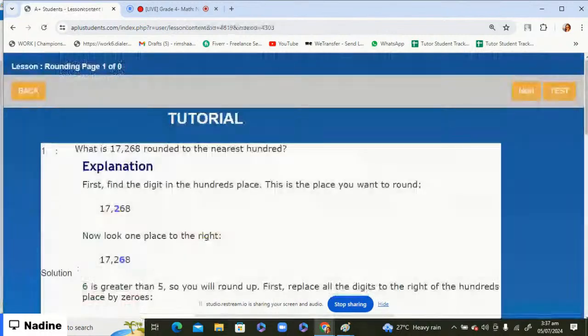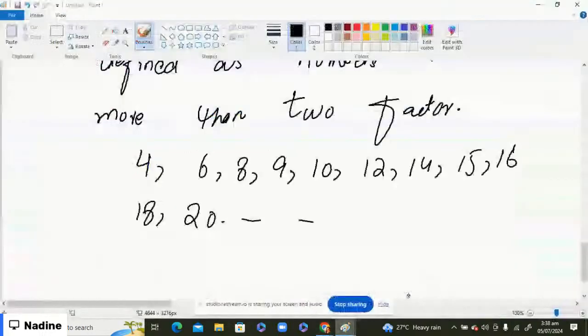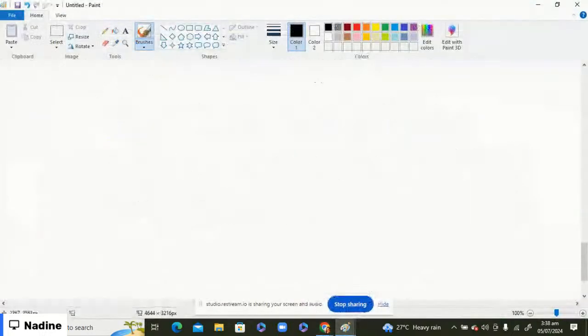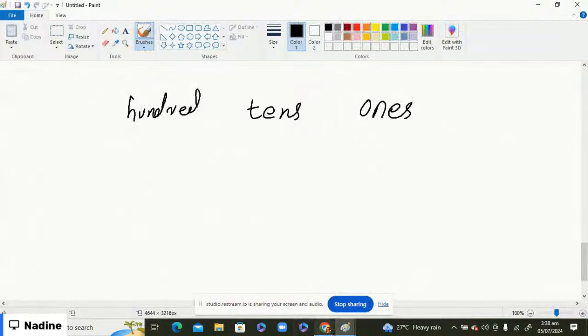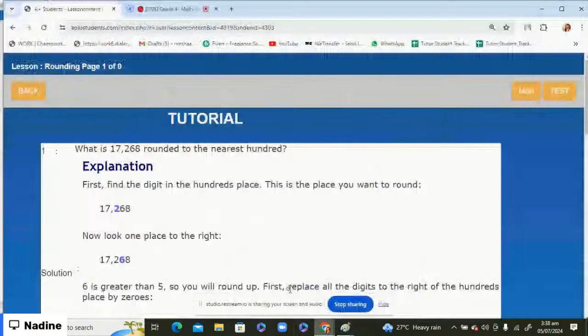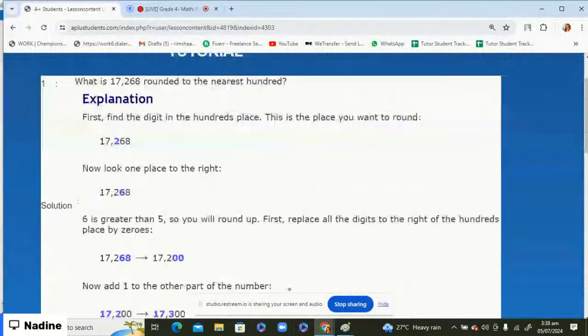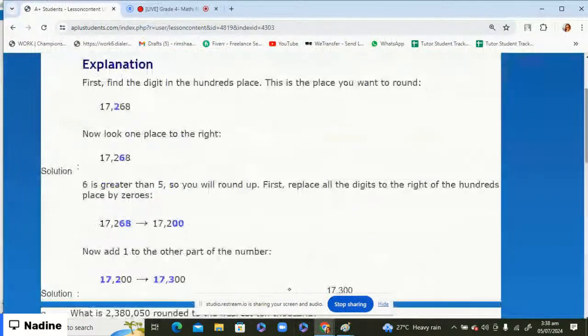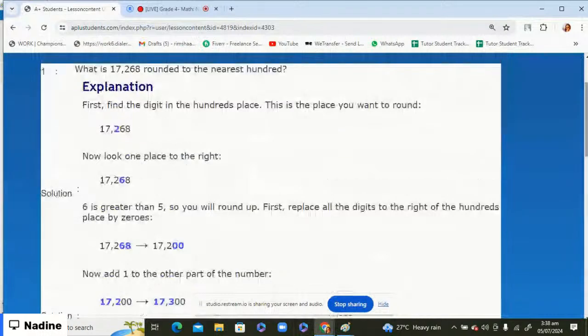So, let me tell you one thing firstly. This is ones, tens, hundred. Okay, and here is the question, that is 17,268. And they are saying to round it to the nearest hundred.